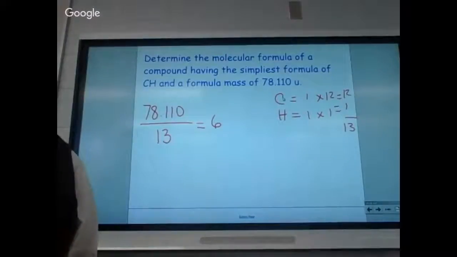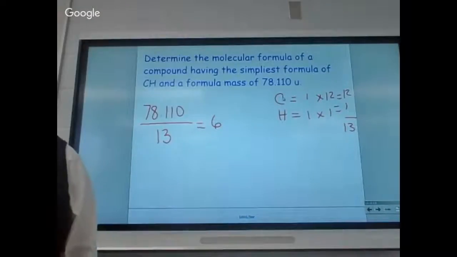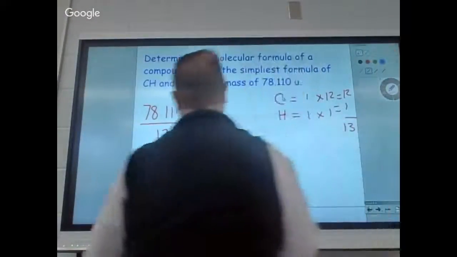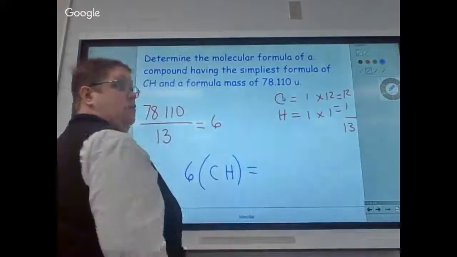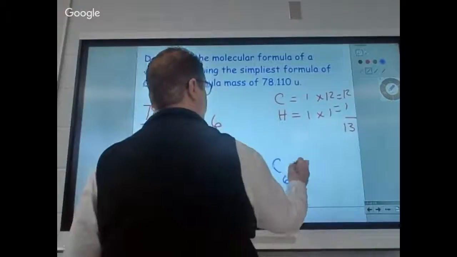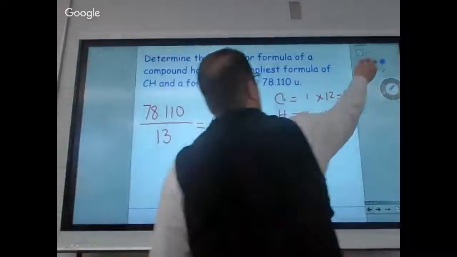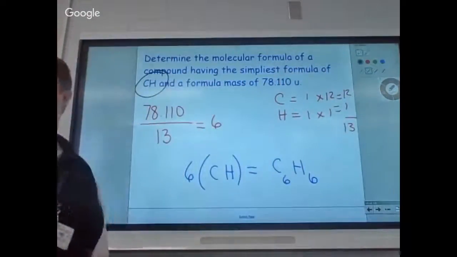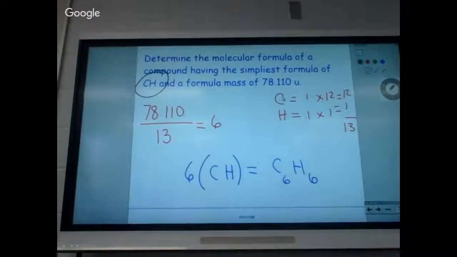What does that 6 mean? It was reduced by 6. So now, if the formula was reduced by 6, what do we do with the 6? You multiply it by 6. 6 times CH. So you get what? C6H6. But I thought we were finding empirical. The empirical was given. This is the empirical formula. Look at the molecular. You're finding the molecular formula. I asked you earlier, if that was the molar mass, you were like, yeah. That is the molar mass.